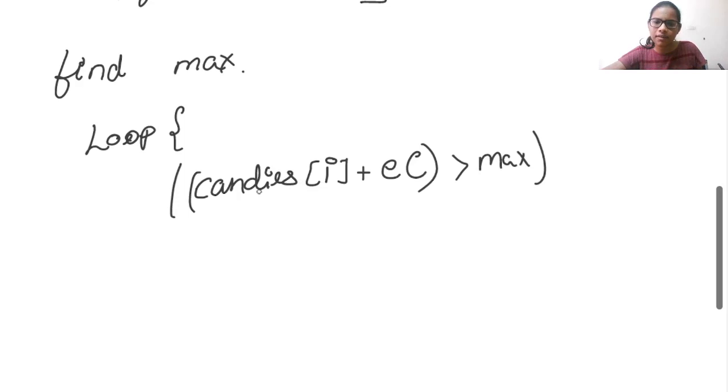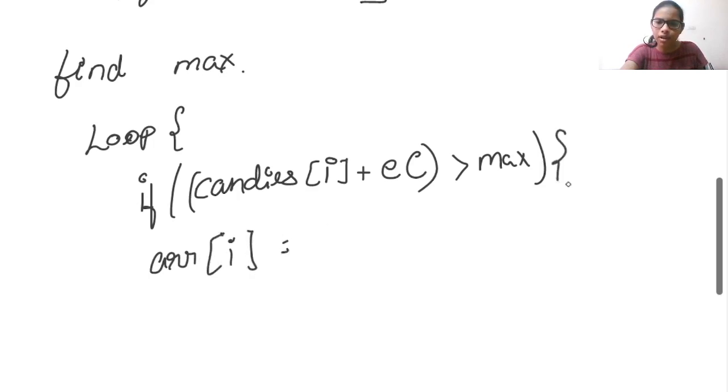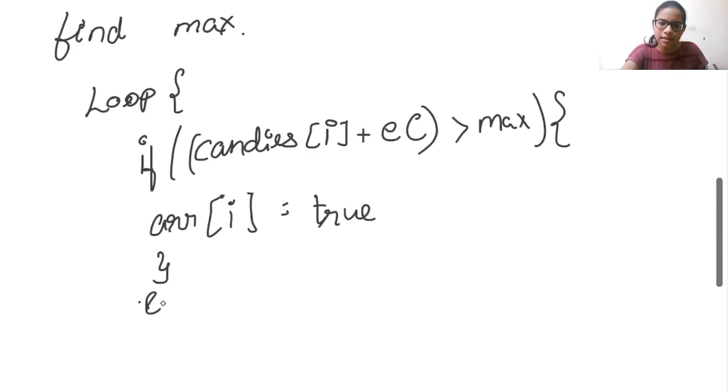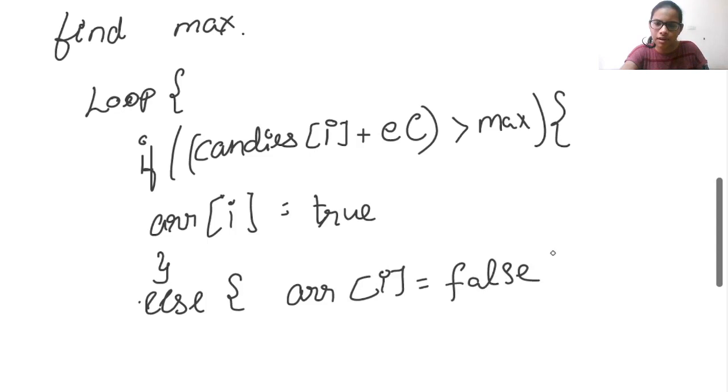If it is greater than maximum, I am just giving an if. Over here, let there be an array of answer, let it be arr. Then arr[i] is equal to true, else arr[i] is equal to false. I'm just writing it in a single line.